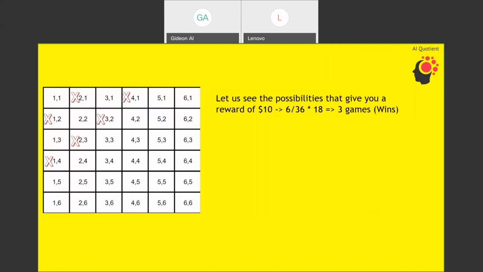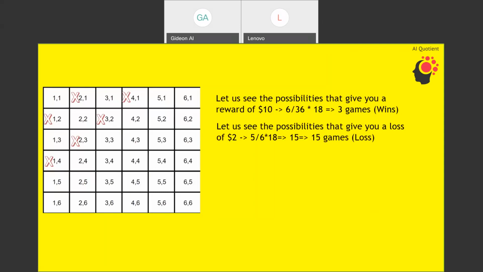That means out of 6 games, you will be winning 1 game. Out of 18 games, how many games will you be winning? 3 games. At the max, you can win 3 games by applying the logic of probability. Now, if you apply the same logic to losing a game, it is 5 by 6, right?